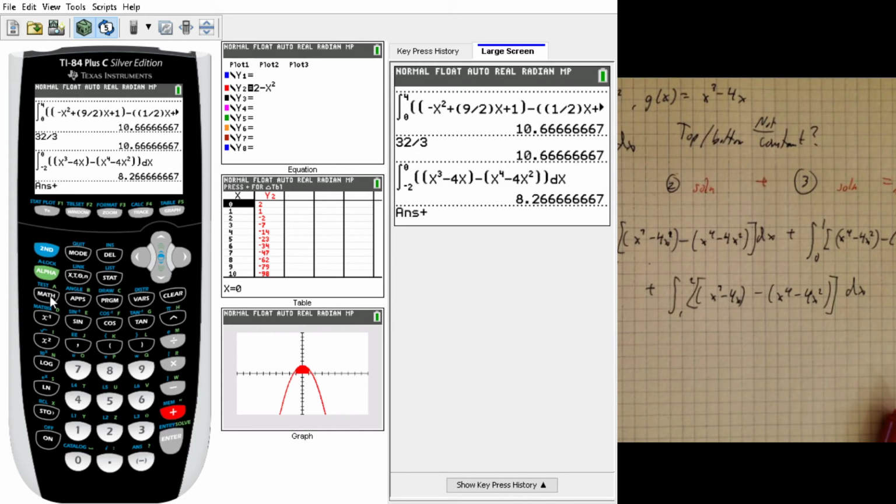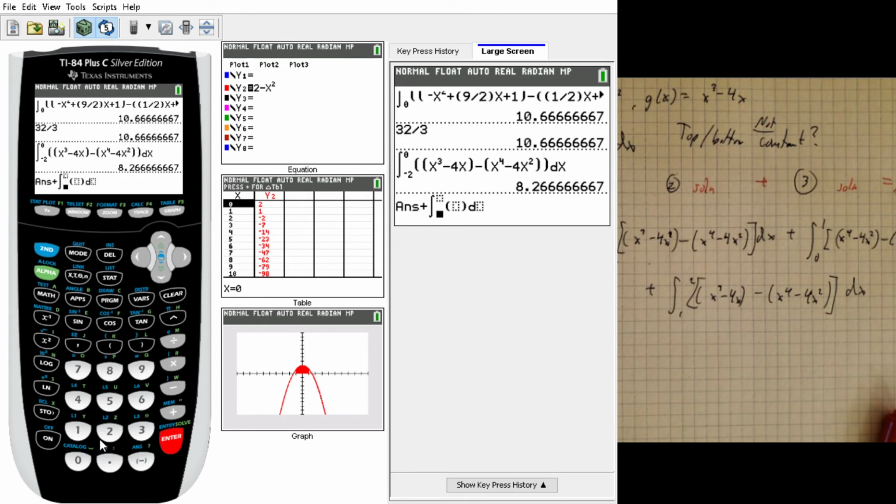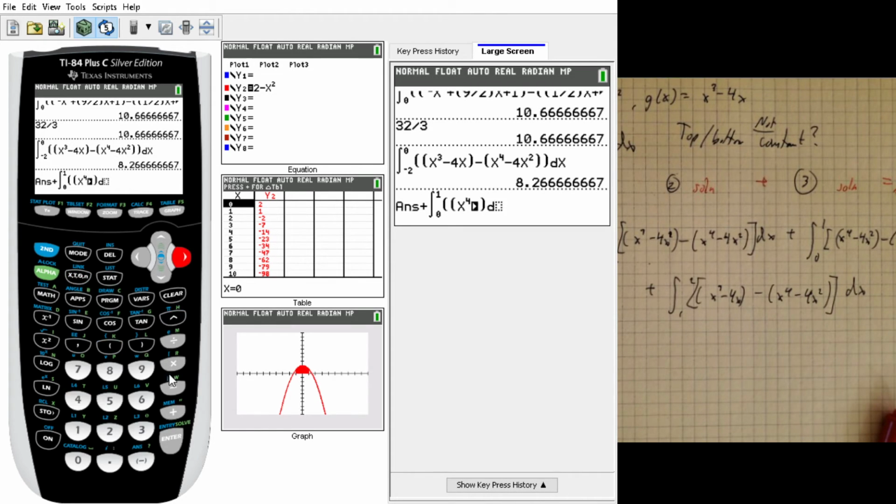I'm then going to add to that the integral in the other form, from 0 to 1 of the next integral, which would be the opposite order: x to the fourth minus 4x squared, minus x to the third minus 4x, dx.